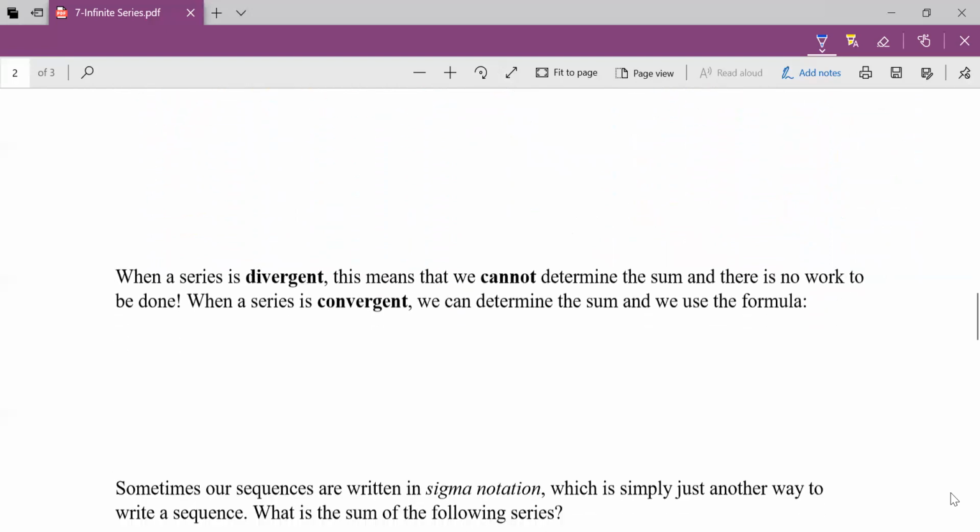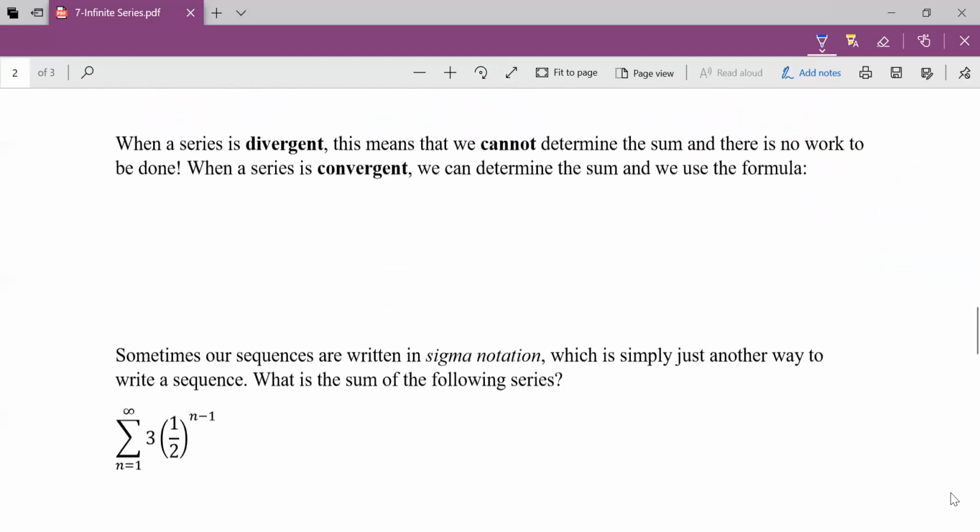When a series is divergent, it means we cannot determine the sum because it's growing without bound. There's nothing for us to do. When a series is convergent, meaning it's moving towards a limit, an actual value, we can determine the sum. And our formula for that is this. Sum, S, sigma, actually the Greek letter, and it is T1 over 1 minus r.